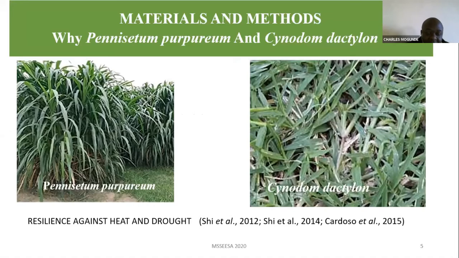Now, the materials that were used to extract the dye are shown there. The first is Pennisetum purpureum, which is Napier grass, and also Cynodon dactylon, which is Bermuda grass. These grasses were chosen because they seem to be resistant to drought, and also they can persevere any stress.